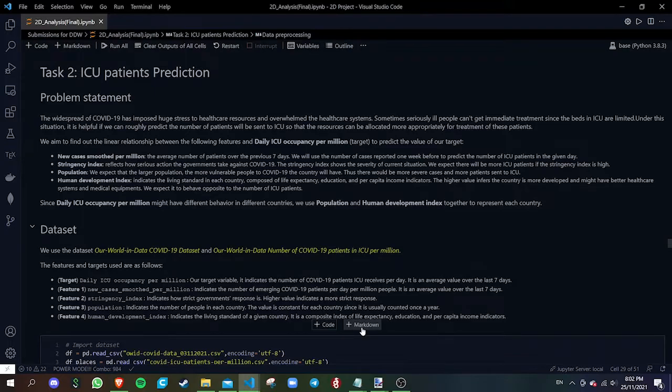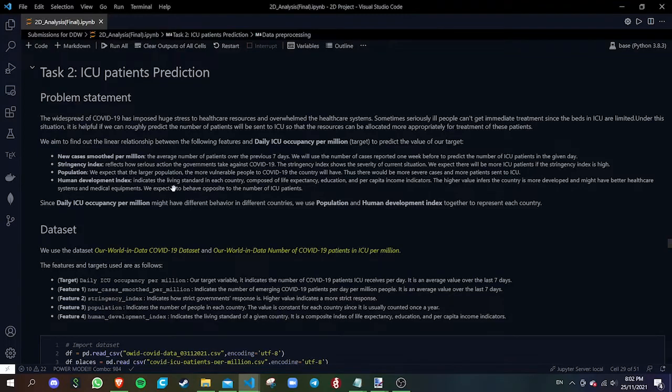Under this situation, it is helpful if we can roughly predict the number of patients that will be sent to ICU so that the resources can be allocated more appropriately for treatment of these patients. We selected the following data as our features: new cases mode per million, stringency index, population, and human development index.